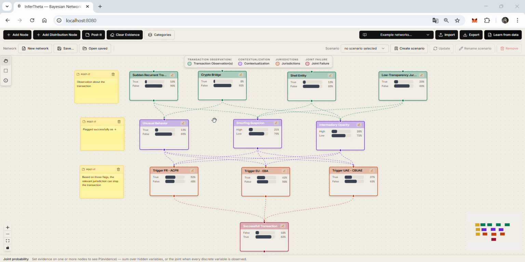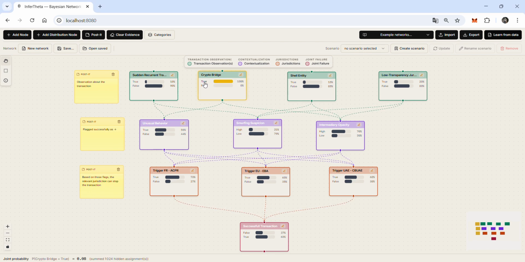So here I will showcase really quickly how you play with the model, how you do inference. So let's say, for instance, you know that at some point in the way the money was transferred, crypto was involved, and it was also transferred to countries with low transparency about financial rules. So you'd say true, and you can see in real time every time I make an observation, the probability of the transaction being successful decreases because the probability of a jurisdiction taking action increases.